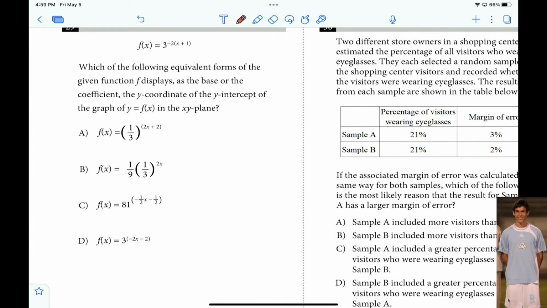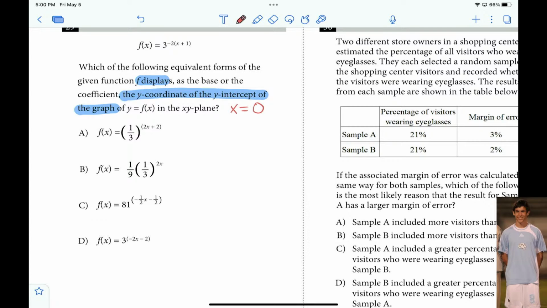Number 29 says, which of the following equivalent forms of the given function f displays as the base of the coefficient the y-coordinate of the y-intercept of the graph of y equals f of x in the xy plane? So here for this problem, they are saying that they want to display, so display means show, the y-coordinate of the y-intercept of the graph. Well, if you remember, we said whenever they're talking about y-intercept, that means x is going to be 0. So they want to see the y-coordinate of the y-intercept displayed in the equation.